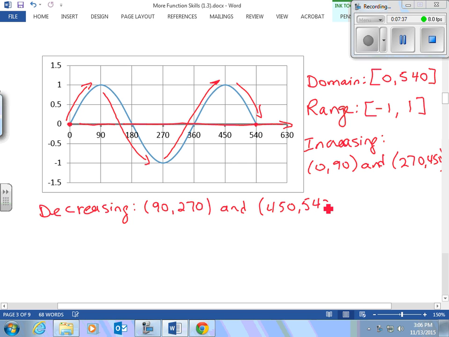Notice that we only care about the x values here, okay? We're not concerned with how much it's decreasing by. We just give the interval over which it is decreasing, which is the x values only.